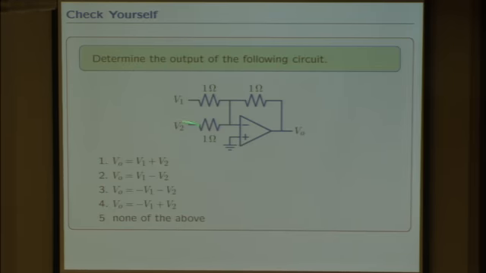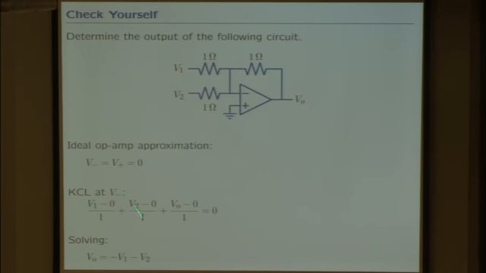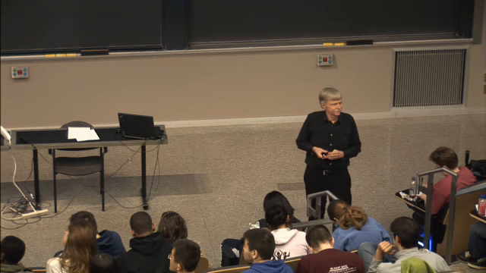How much current flows in this leg? How much current flows in this leg? V naught. So the idea is that the total current that flows into this node is V1 plus V2 plus V naught. Solve for V naught. V naught is minus V1 minus V2. Right? Got it?